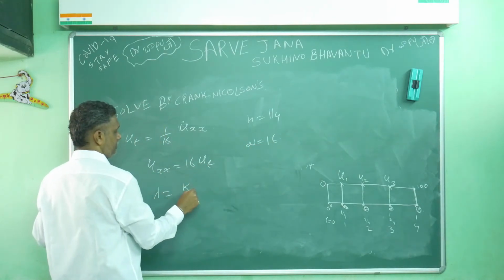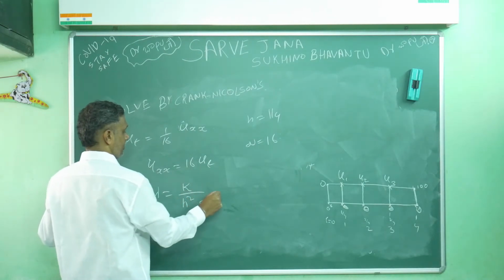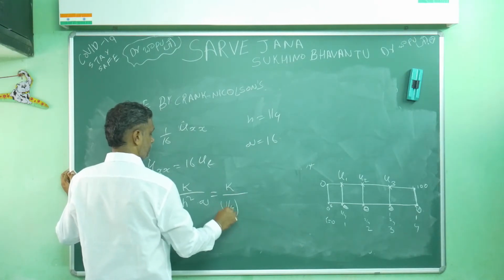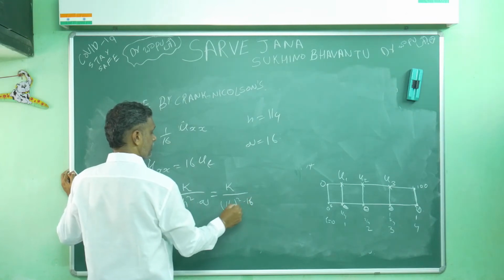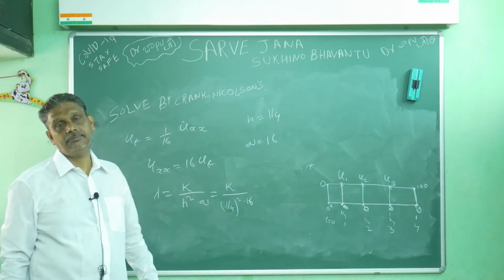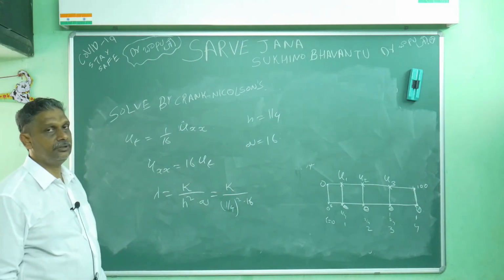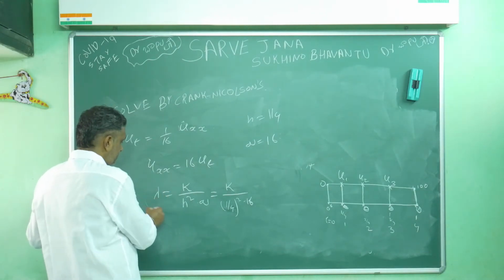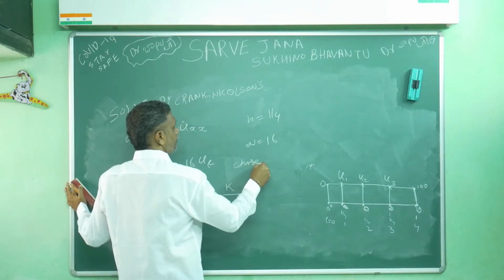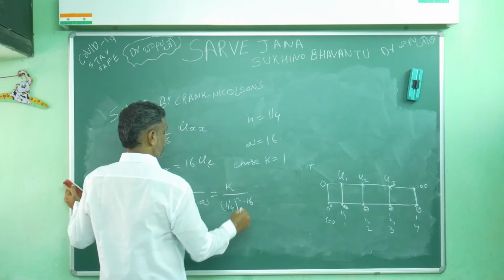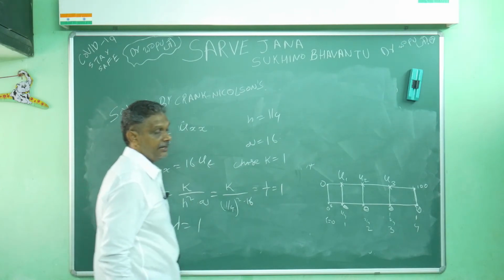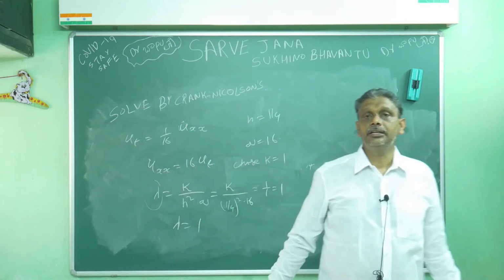Lambda is equal to what? k/(h² a)... so k/h² is what? 1/4 squared into 16, this 16 is cancelled. In Crank-Nicolson, the best we can choose is lambda = 1, because the middle term will vanish. Suppose I want to make this 1, what value can I choose? k = 1. So 1 by 1 is equal to 1, so my lambda is equal to 1. Everything is in my hand, so I can proceed slowly.